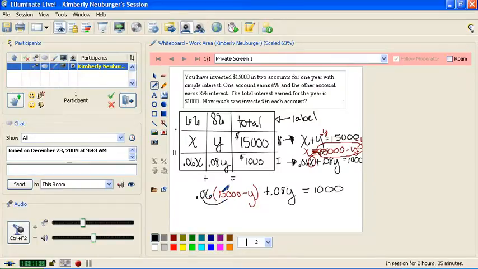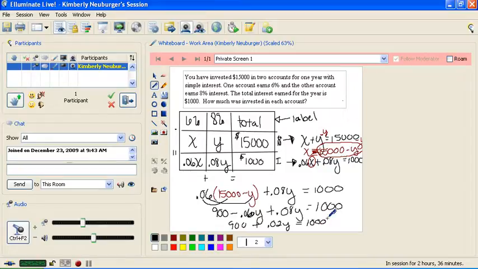0.06 times 15,000 is going to be 900. 0.06 times negative y is going to be negative 0.06y. And then we'll copy the rest down. Now let's combine our like terms, and combining these I'm going to get 0.02y plus our 900 equals 1,000. Now we're going to go ahead and move our 900 by subtracting 900 from both sides.